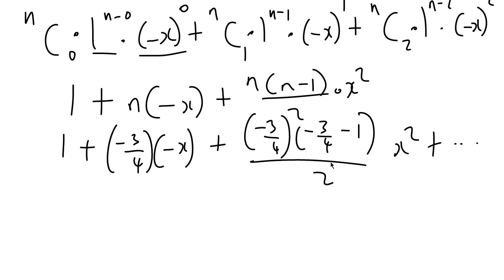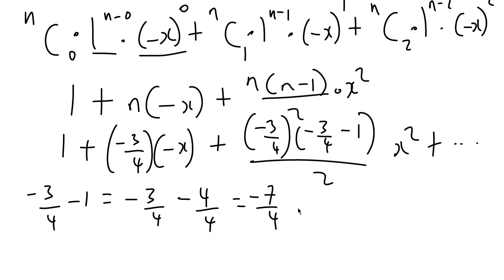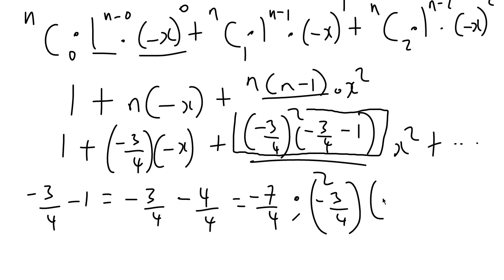So let's simplify negative 3 over 4 negative 1. Negative 3 over 4 negative 1 is the same as negative 3 over 4 negative 4 over 4. Or you could use the LCM to get it. Anyway, because negative 4 over 4 is negative 1. Right, so that's negative 7 over 4. And then we can simplify this part. Hope you are not lost. This numerator is negative 3 over 4 into negative 7 over 4. And negative 3 times negative 7 is positive 21. 4 times 4 is 16. And remember that we divided by 2.